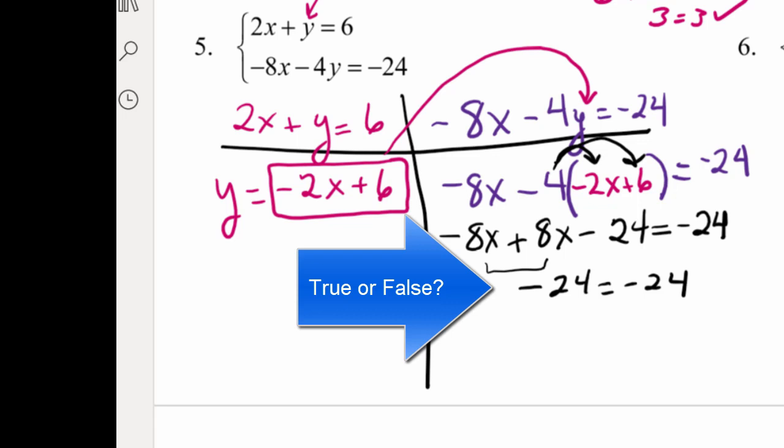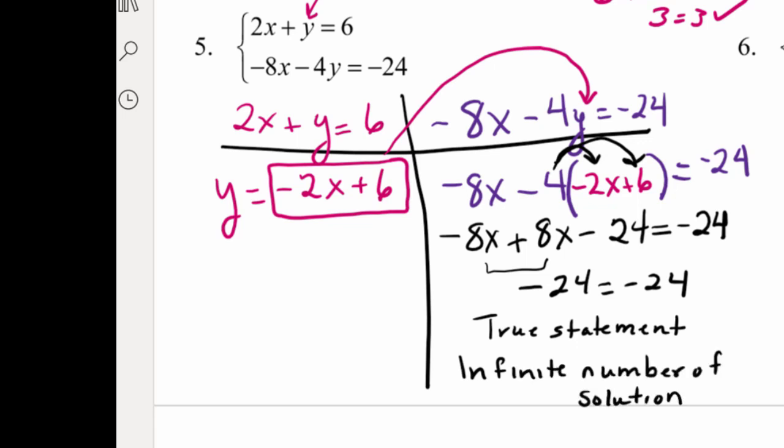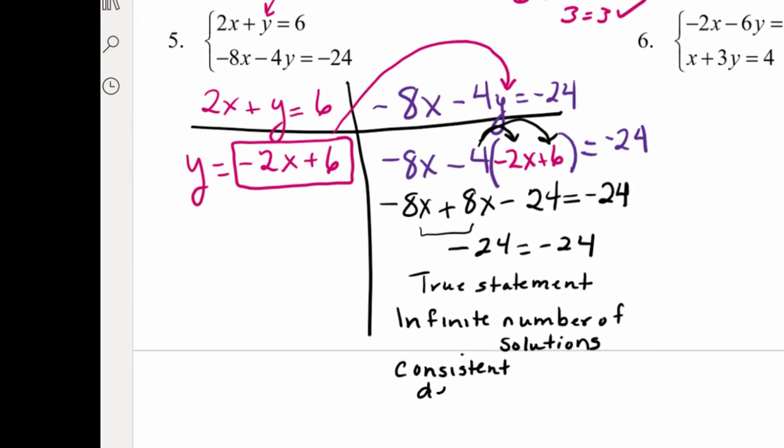Is this true or false? And if you said true, you're right. A true statement. So that tells you that you have here the case in which the two lines are the same line. So you get an infinite number of solutions. What do we call that system? Well, we call it a consistent system with dependent lines.